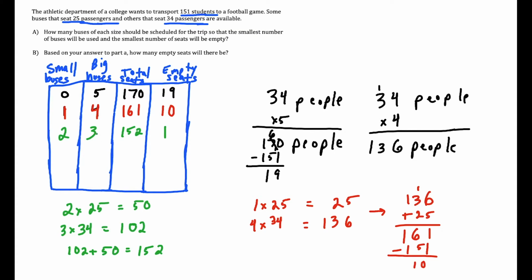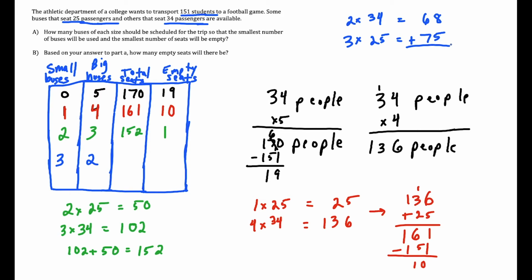Now, this is really looking like the best option here, but just to be certain, we're going to consider the next case where we have 3 small buses and 2 big buses. So I'll write that over here in this corner. It's all color coded. So we have 3 times 25, because now we have 3 small buses that seat 25 passengers, giving us room for 75 people. And then 2 big buses, we have 2 times 34, which is equal to 68.